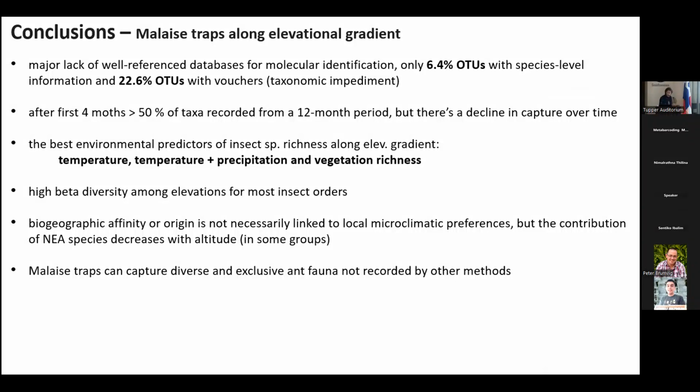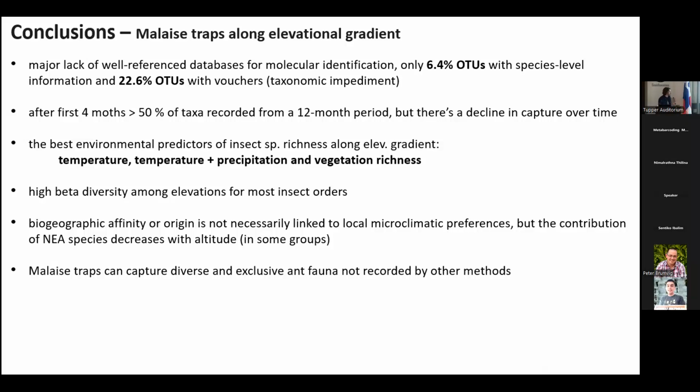The best environmental predictors of insect species richness along the elevation gradient, looking at all insect orders, was a combination of temperature and precipitation, and temperature and vegetation richness. We had quite high beta diversity among elevations. And we found that, at least for some of the taxa we could analyze, the biogeographic affinity or origin is not necessarily linked to microclimatic preferences, but the contribution of Nearctic species and neotropical species decreases with altitude in some groups. And we also see that malaise traps can capture diverse and exclusive fauna, which is not collected by other methods.